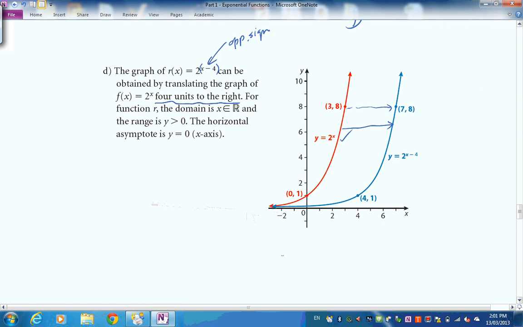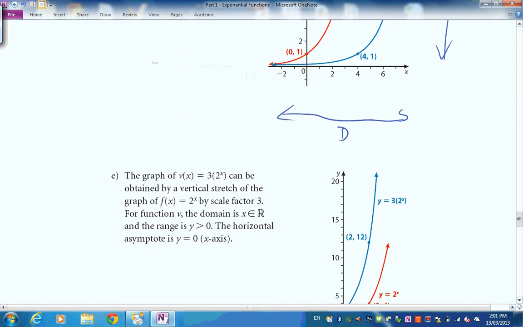Will that affect the domain, the set of values we can have across here? No, it'll be x as a member of R. And will it affect the range? Well, no, it's moving across, it's not moving up and down, so the range will not be affected. It will be y is greater than 0, and the horizontal asymptote will stay the same, and we're just moving it in the x direction.